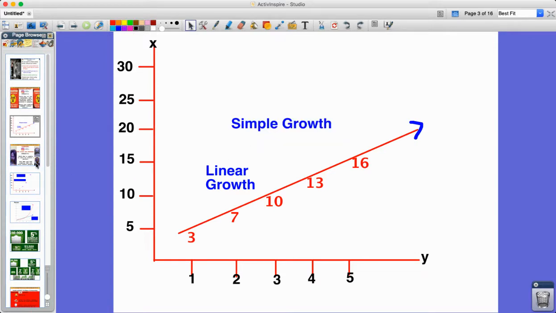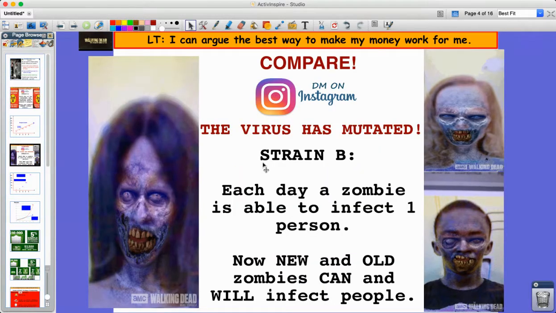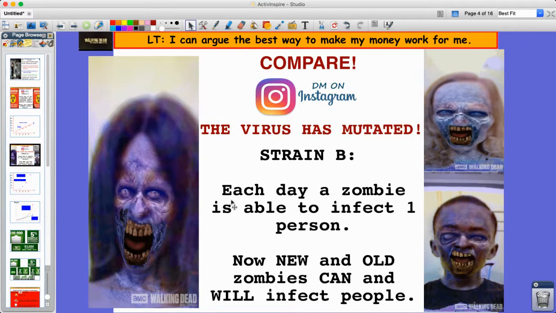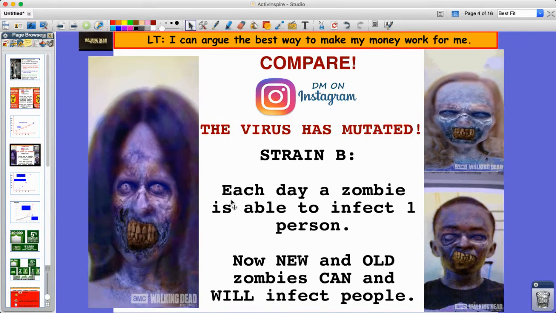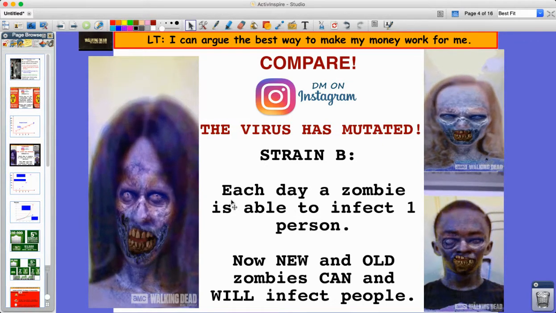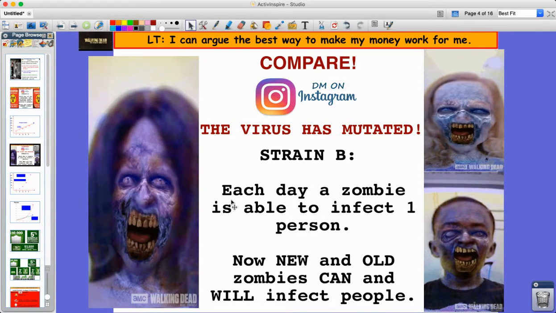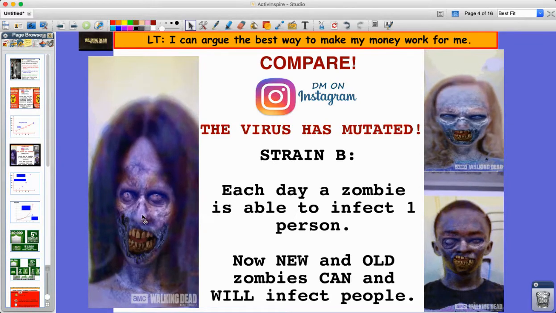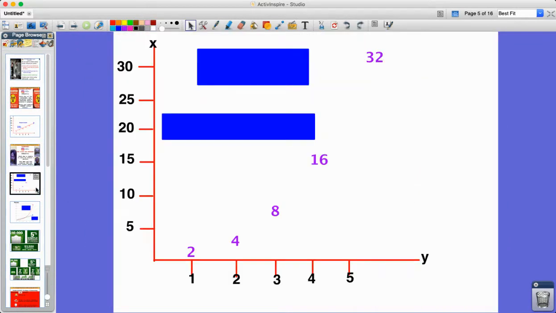Now, as we all know, viruses can mutate, and you learn that in living environment. So for strain B, each day of the zombie apocalypse with this strain, one person can infect another person. So now new zombies and old zombies can and will infect people. So let's see what that would look like on the chart. So here's the chart for that growth.